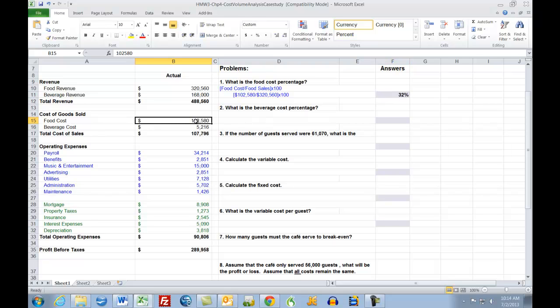So this is B15. You'll see its indicator right over here as well. So B15, which is food cost, divided by food sales, and food sales is also food revenue right here, which is B10, which is why this says over here B15 divided by B10. So I'm dividing the cost over the sales, multiplying it by 100, and that gives me 32%. So that is probably the easiest way to solve problem number 3 or homework 3.